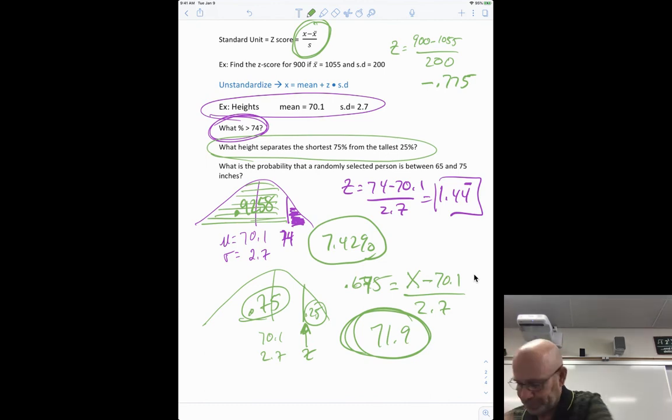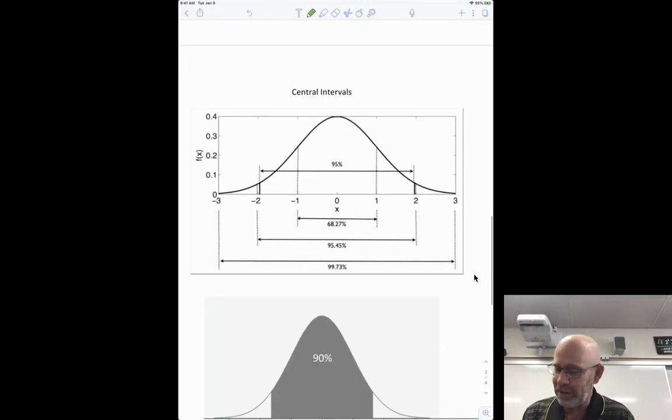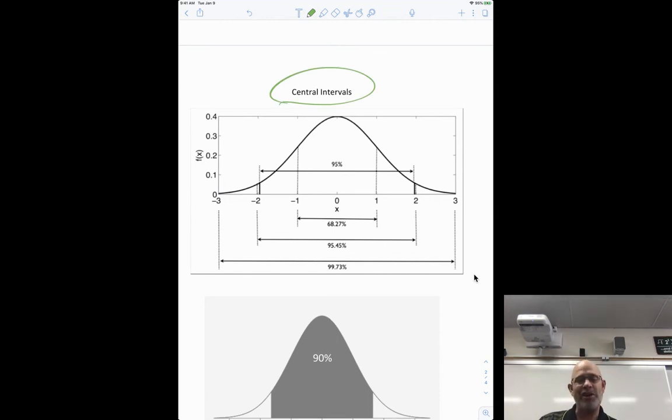There are things called central intervals, which are numbers that we should probably just recognize all the time. It's 1 standard deviation away from the mean, 2 standard deviations away, 3 standard deviations away from the mean. So we often say that there's roughly 2/3 of the data within 1 standard deviation of the mean. But it's not really 2/3. It's actually, if you look at the chart, you can figure this out. It's actually about 68%. But the book a lot of times is just going to say roughly.